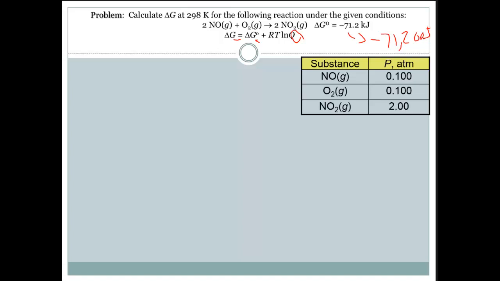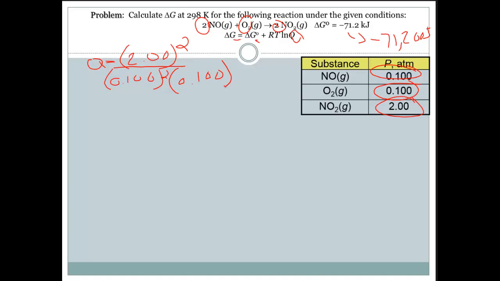So Q is equal to the products over the reactants, just like we've done for the equilibrium constants. Nitrogen dioxide is right here. It's 2.00. Because of this 2 in the equation, in the coefficients, it's going to be squared, over the reactants. So NO is right here, it's 0.1. Because of this 2 here, that means it's squared. And then O2 is 0.1. And there's no coefficient there, so we don't do anything to that one. So we multiply this all out, and Q comes out to be 4,000.